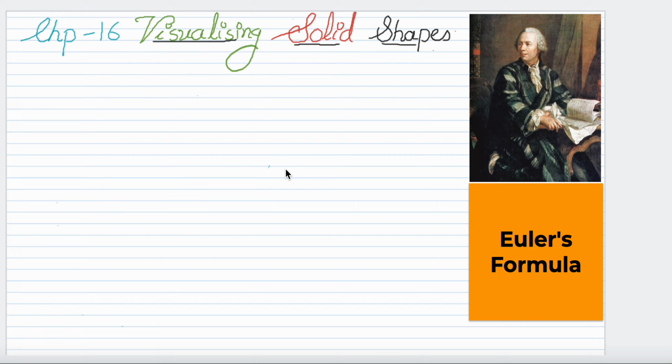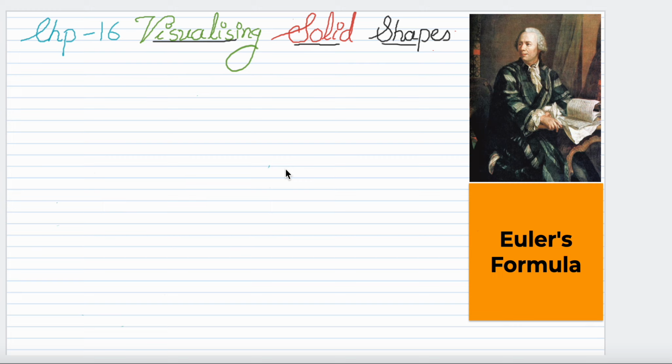Leonhard Euler, born 15 April 1707 and died 18 September 1783, was a great Swiss mathematician who made enormous contributions to a wide range of mathematics and physics, including analytic geometry, trigonometry, geometry, calculus, and number theory.